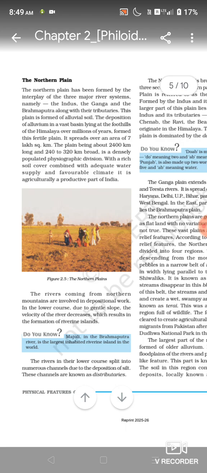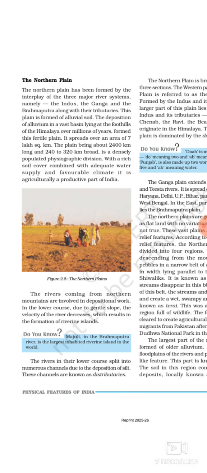The second region of our country is the Northern Plains. The Northern Plains are formed by the three major rivers, that is the Ganga, the Brahmaputra and the Indus, along with their tributaries. And this plain is formed by the most fertile soil, known as the alluvial soil. The alluvial soil is spread in the northern plain over an area of 7 lakh square kilometers.